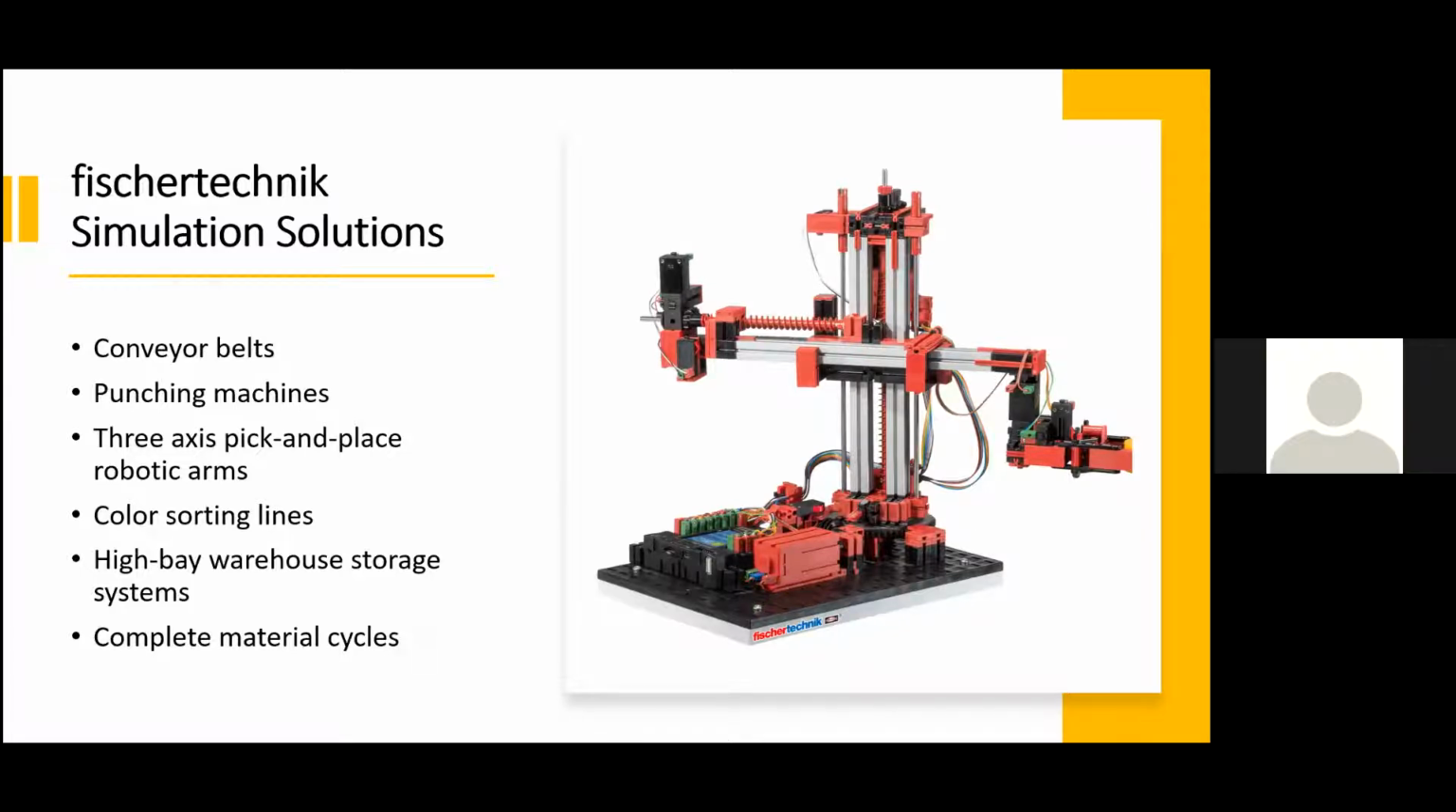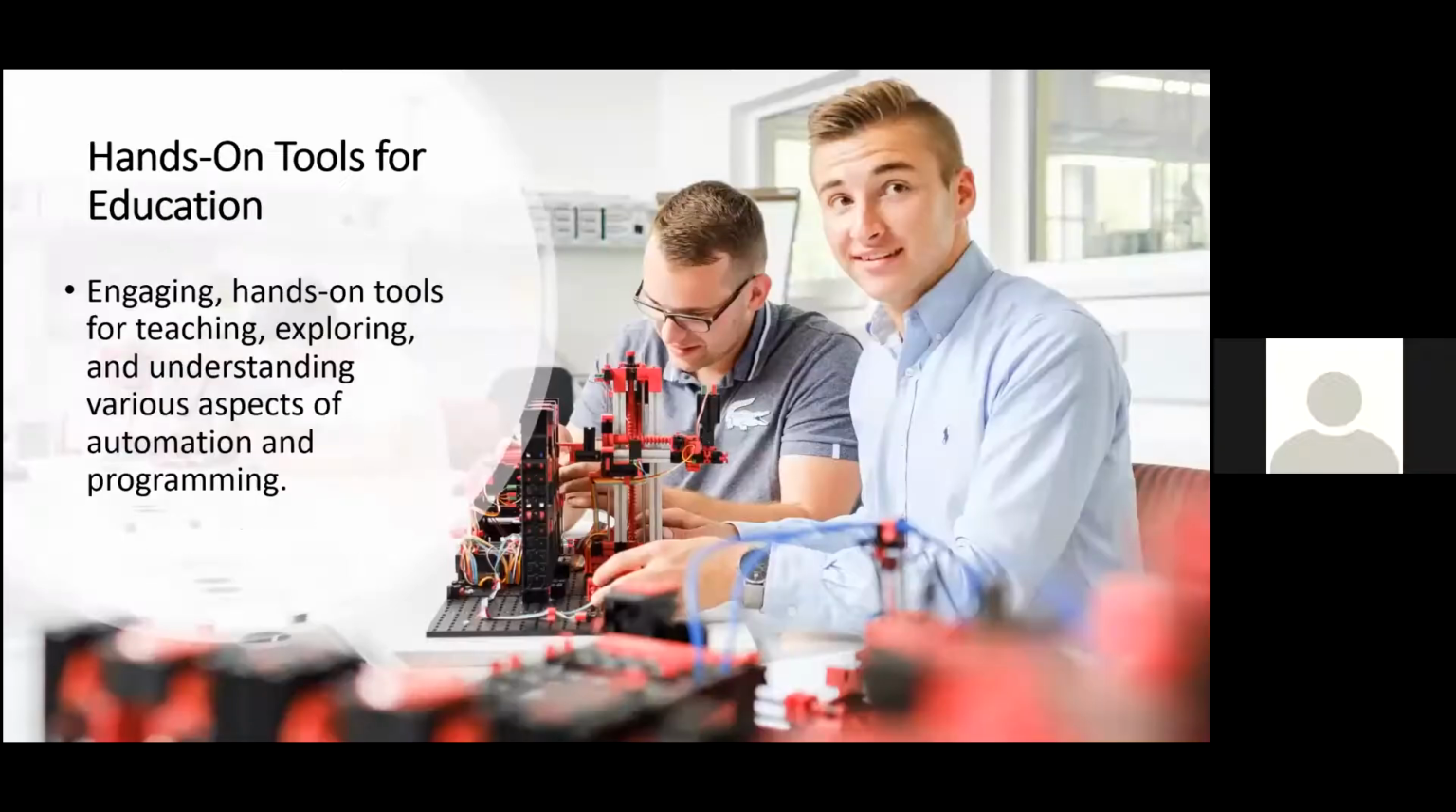This model consists of 4 individual workstations, in this case, a vacuum gripper robot, a high bay storage warehouse, a multi-processing station with oven, and a sorting line with color detection, all designed to work together as one self-contained material cycle.